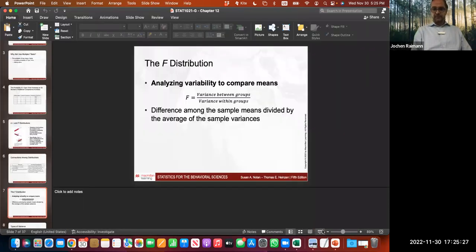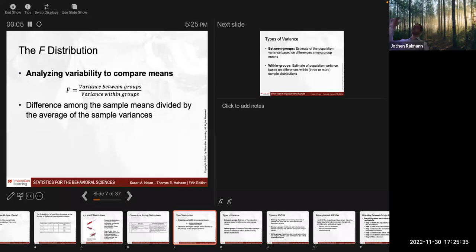So how do you calculate this F? You remember what the variance is. You know that the variance is the deviation of each individual score from the mean. Squaring this deviation, when summing it up, gets you the sum of squares. Dividing it by your degrees of freedom gets you the variance.